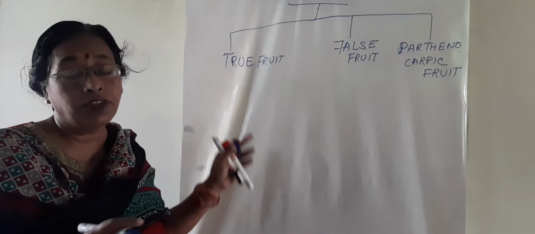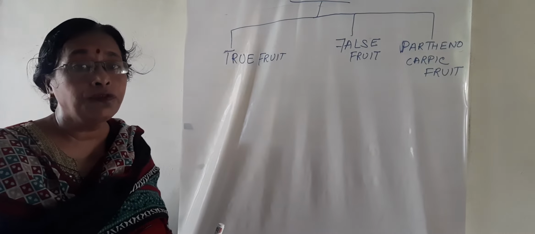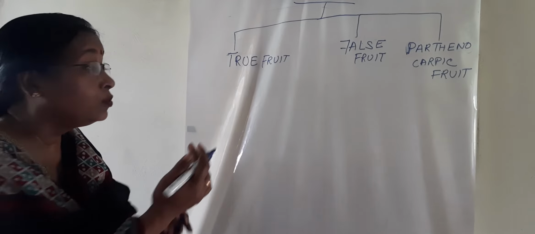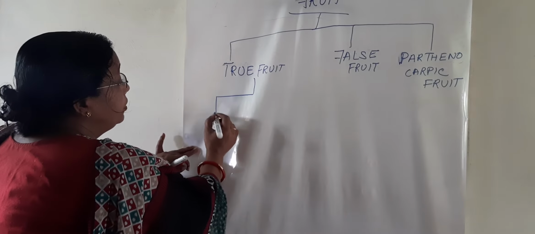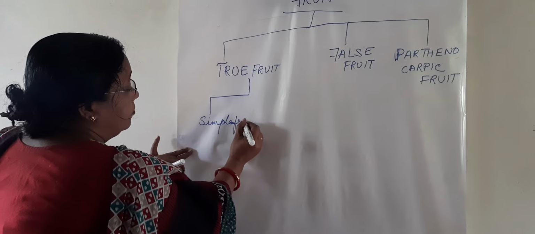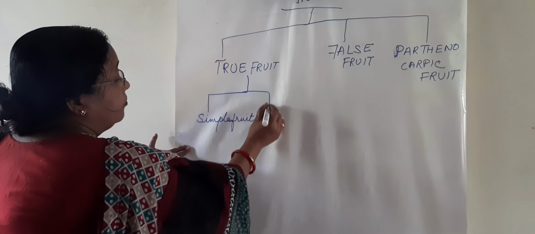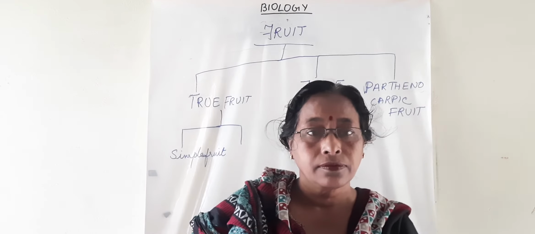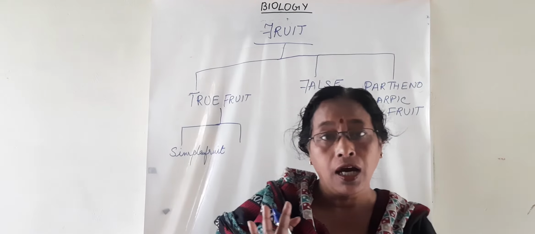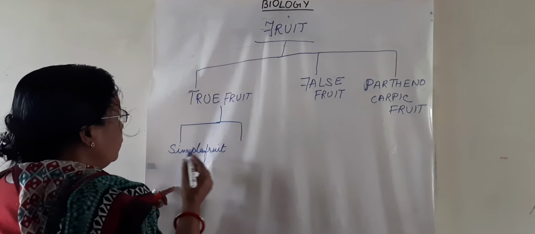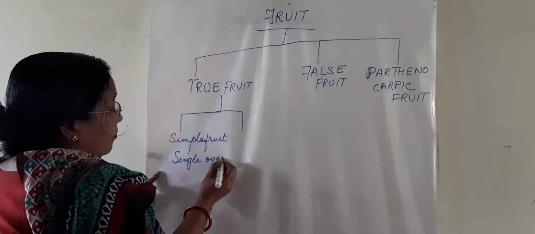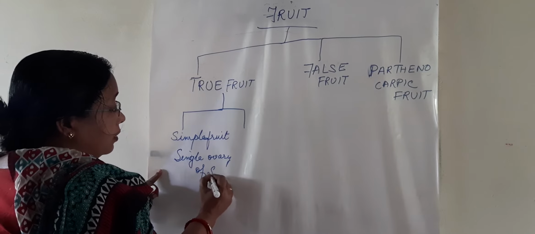So a fruit which develops from the ovary is known as true fruit. Any example we can give, guava is there, mango is there. So true fruit can again be divided into simple fruit. The simple fruit which develops from a single ovary of a single flower is known as simple fruit.